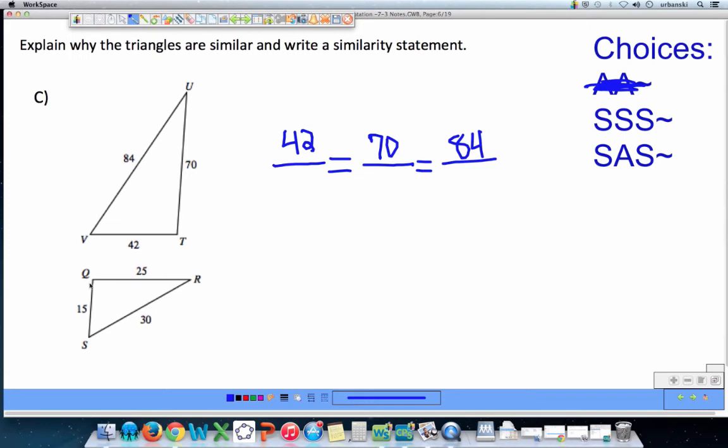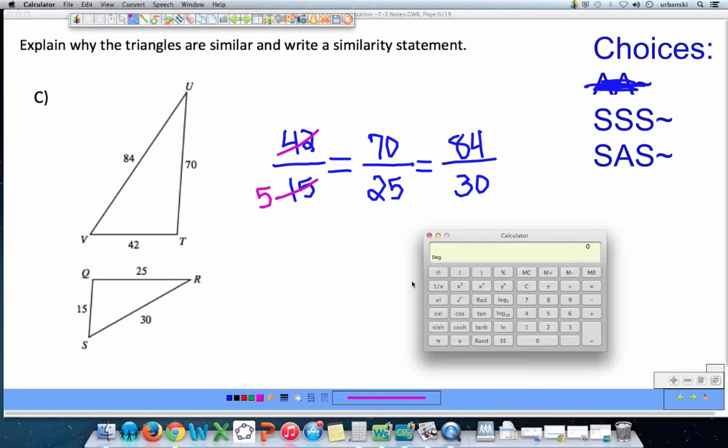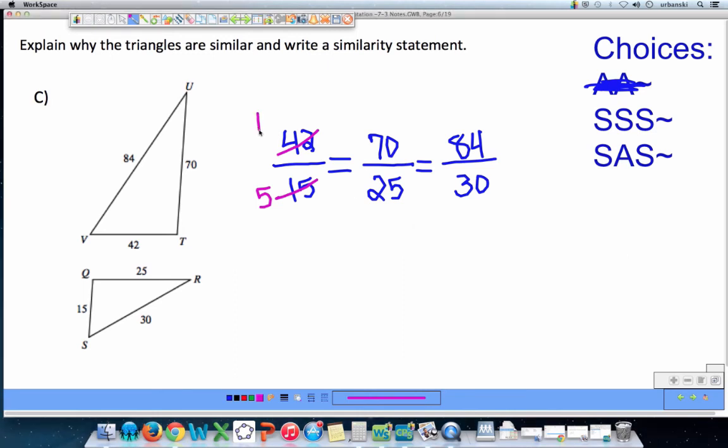And when you go with the other triangle, the smallest one is 15. And then 25. And then 30. 15, 25, 30. Reduce them and see if they work or not. I am going to divide by 3, and I'm going to get 5, and divide by 3. I don't want to make any mistakes like I made last time. 42, I'm going to guess 14, but I'm just going to check it. 42 divided by 3. Yeah, that comes to 14.